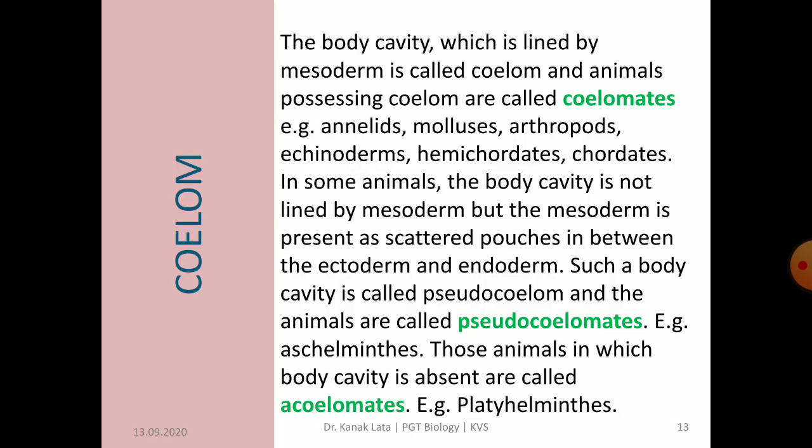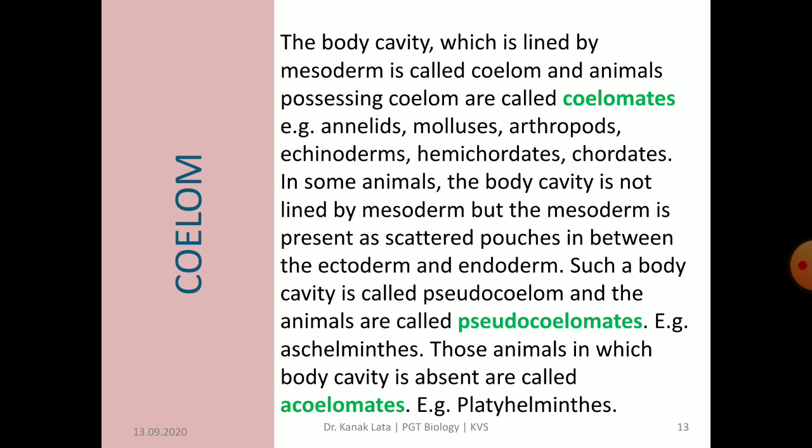Now our next topic is coelom. Coelom means body cavity. It is of three types: coelomates, pseudocoelomates and acoelomates. When the body cavity is lined by mesoderm, then it is called coelom and the animals are called coelomates. It is present in annelids, mollusca, arthropods, echinoderms, hemichordata and chordata.